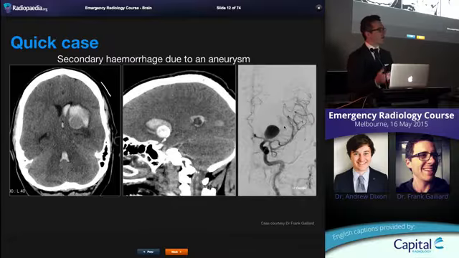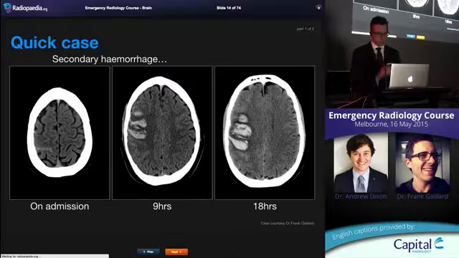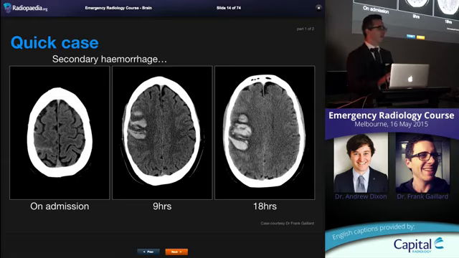Because aneurysms have a high rate of rebleed after the initial bleed, up to 30 to 50% over the next 48 hours. This is a young female patient, on the oral contraceptive pill. She's got no reason to have a lobar hemorrhage, so this you cannot dismiss as just a primary hemorrhage.